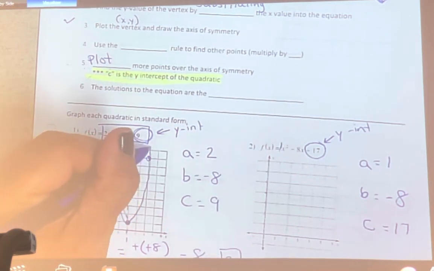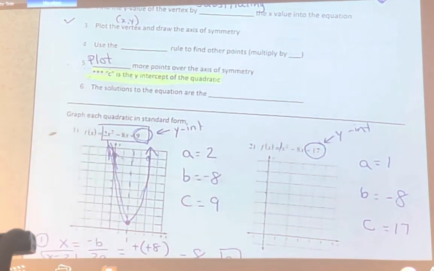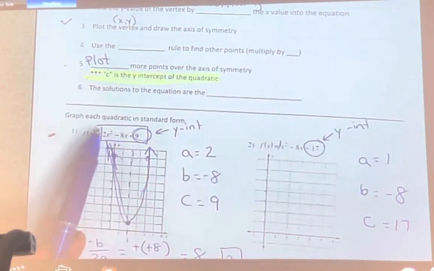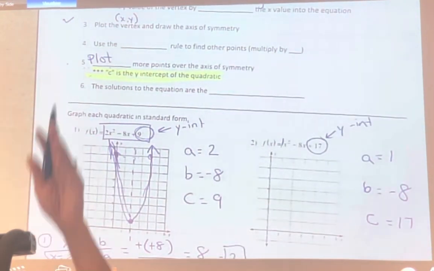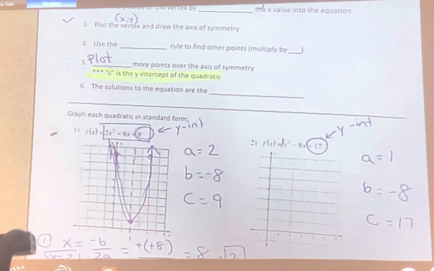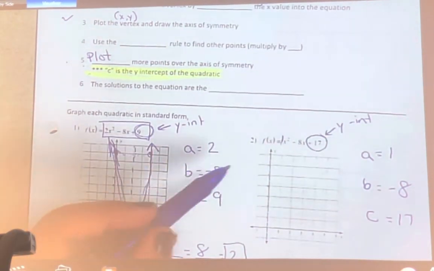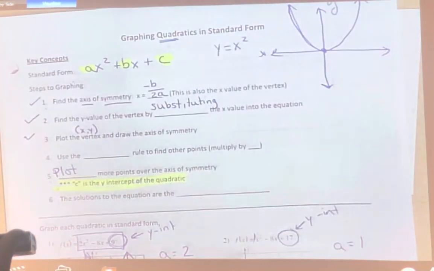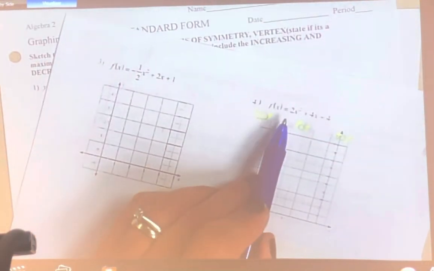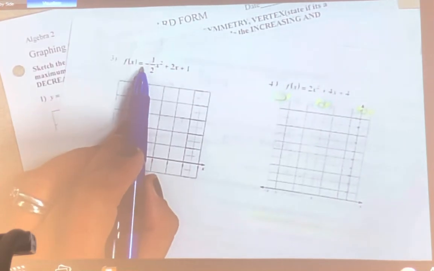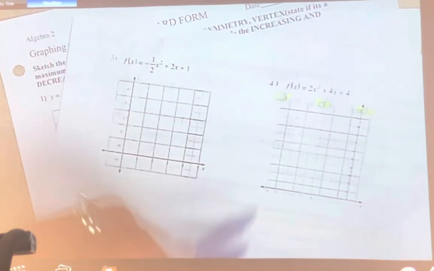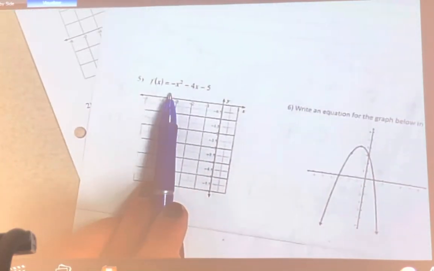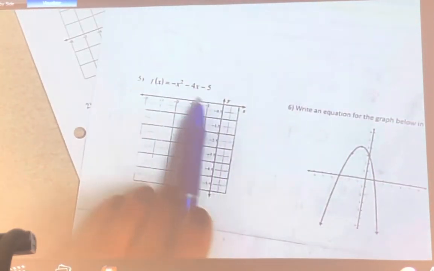And here, that's what the parabola looks like. You want to remember too, when A is positive, your parabola is going to go up. If A is negative, do we see any negative A's? This one's positive, but this is negative. So that means it's going to be frowning. It's not going to be a smile because it's negative. This one is also negative, so that's going to be frowning down.